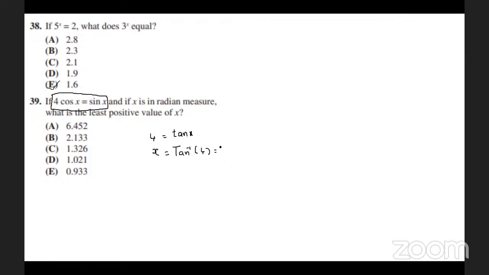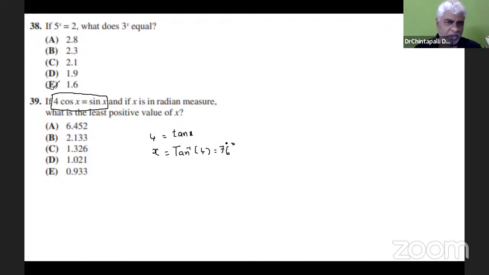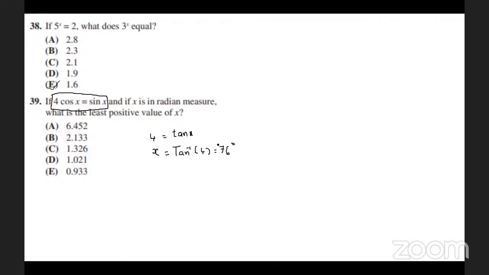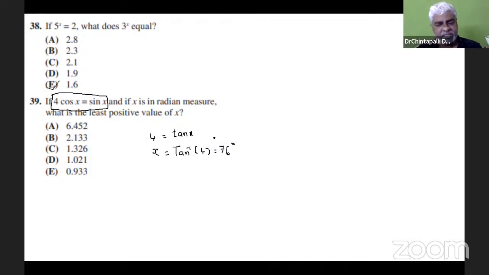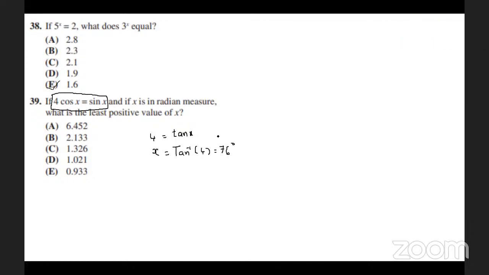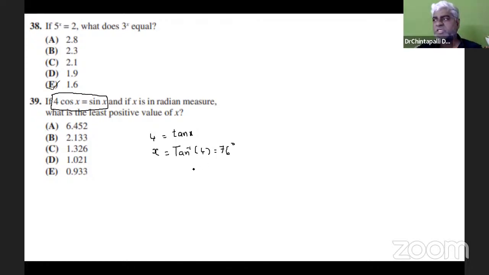Am I right? Yes, sir. 75.96 means 76 degrees, 75.9 minutes. Of course, you can use 75.9 degrees only also. Find the value of 76 degrees in radians. You can just use the concept that 1 degree is equal to 0.01745, something like that. Or simply convert 76 degrees into radians.